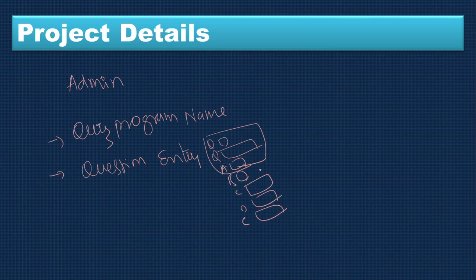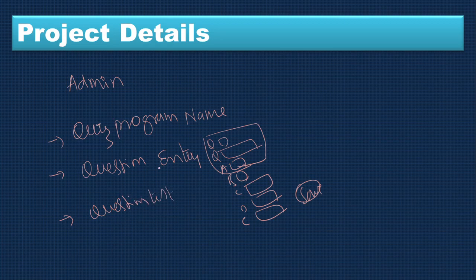Therefore you need to write the program here. After entering the data, when you click save, the data has to be saved. For that we have to learn how to write the code, which is very important. Then the question list: what are the questions entered? At any given time you should be able to see the list, so that list has to come.